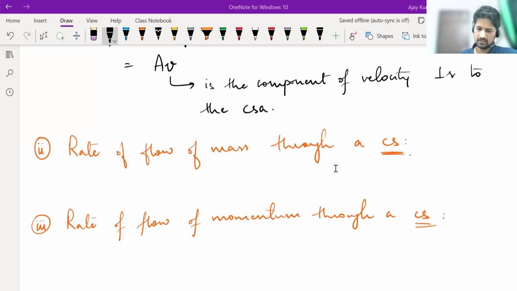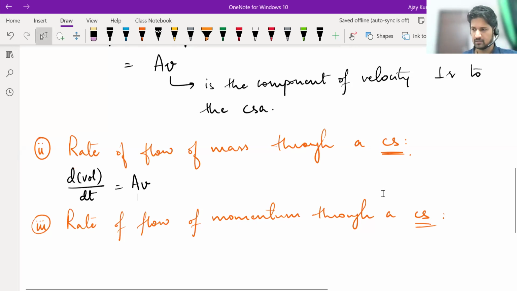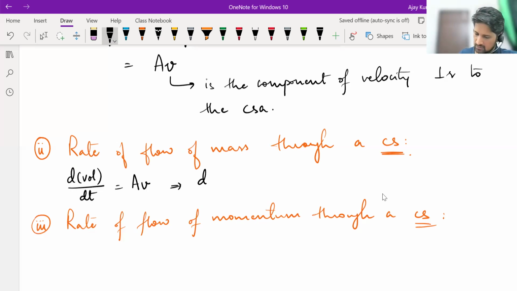Fine, let's see. First, rate of flow of mass through the cross section. Now we know how much volume flows per unit time. That is area of cross section multiplied with the speed of flow perpendicular to the cross section. If you know how much volume flows, how will you find out mass? Mass and volume are related by density. Density is mass by volume, so mass becomes density into volume. So the mass flowing in a given amount of time will be density into volume that flows. So mass per unit time will be density into volume per unit time. So that becomes rho A V.